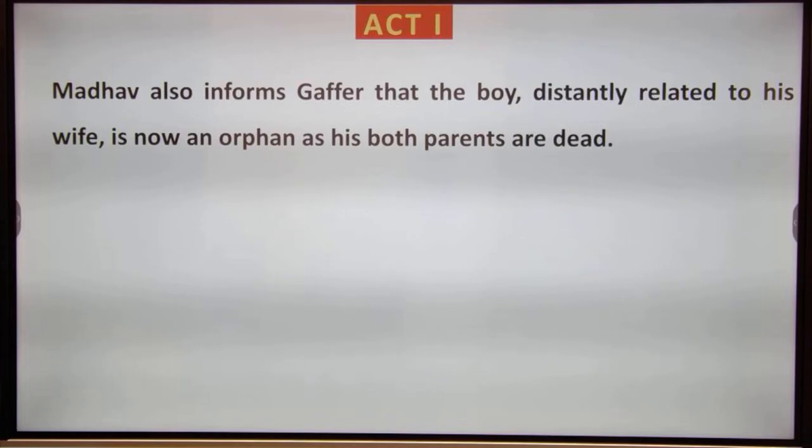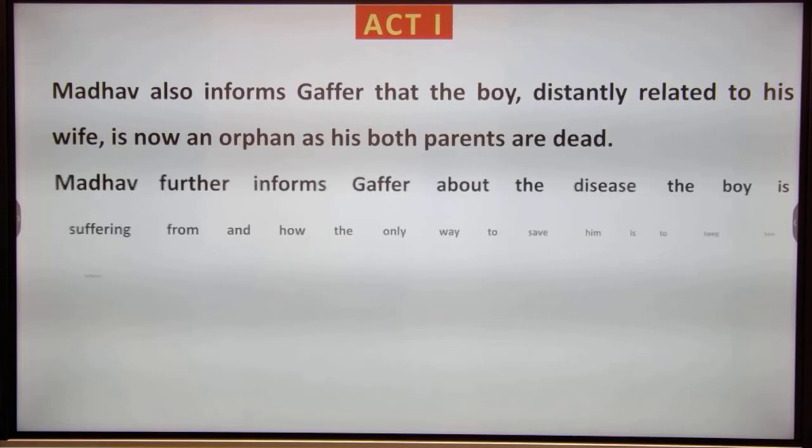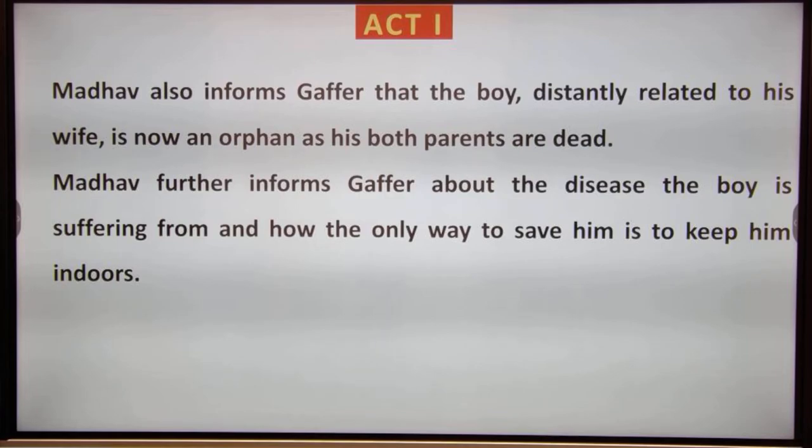Madhav also informs Ghar that the boy is actually distantly related to his wife and his biological parents are both now dead. So the boy is actually an orphan and he has no place to go. Madhav also informs Ghar about the disease the boy is suffering from. And the only way, as the doctor has suggested, is to keep him indoors. Any exposure to the outside air will worsen the health of Amal. So the young boy, who is very sick, has to be kept indoors, to the extent that even the doors and windows are not to be kept open.